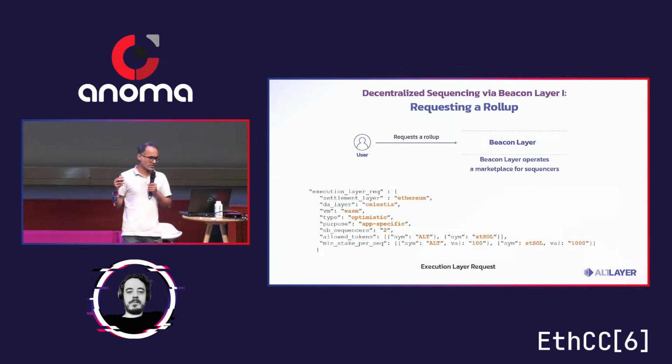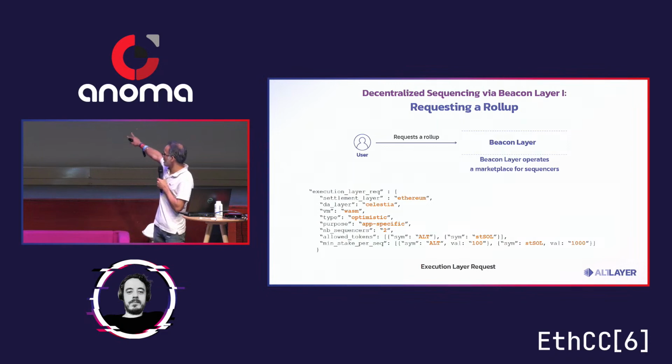I'll give an example of what this beacon layer can do in terms of decentralized sequencing. So imagine you as a user or a customer, you say, okay, I want a certain type of rollup, and you specify your demand or request in a certain format. I'm putting a JSON file here, where you say, okay, I want to be connected to Ethereum. I want to use a certain DA like Celestia because I don't want to pay Ethereum's cost. I want a certain VM. I want it to be optimistic in nature and whatnot.